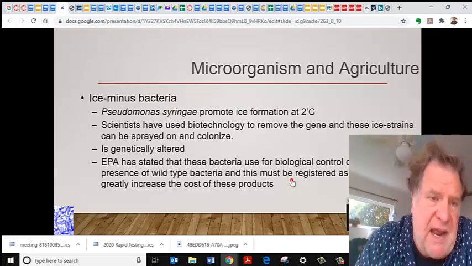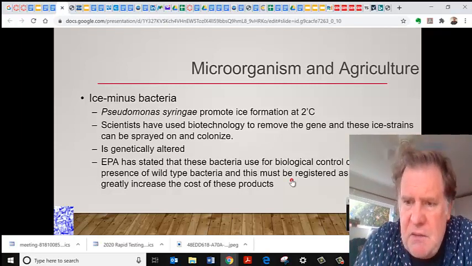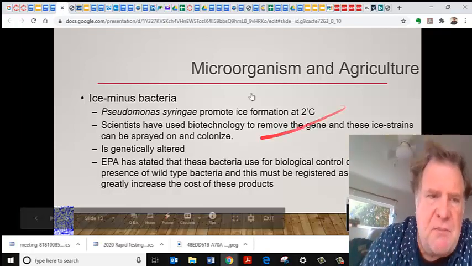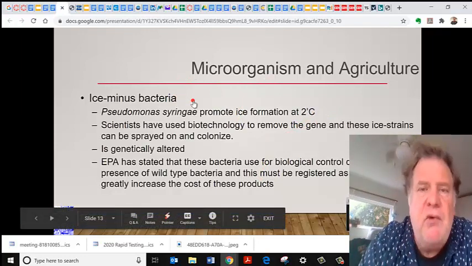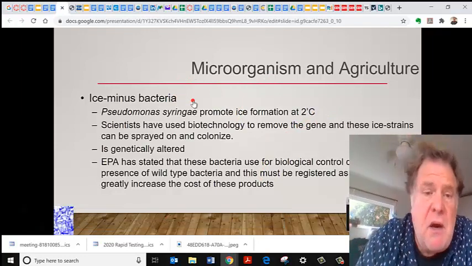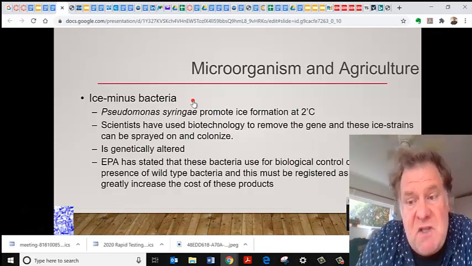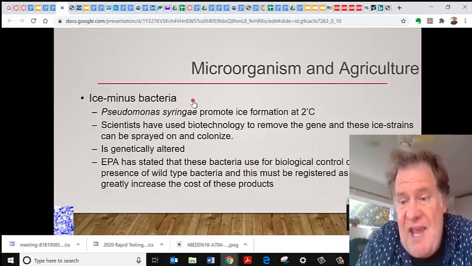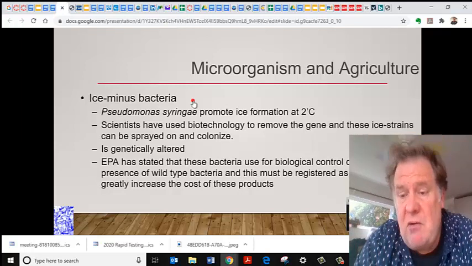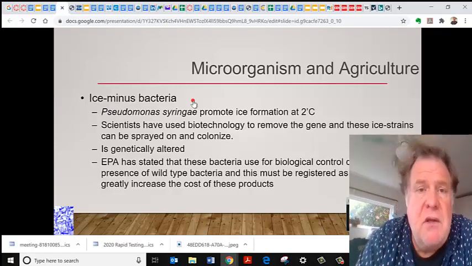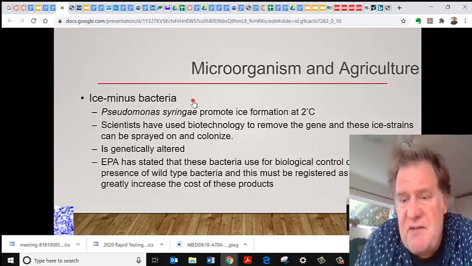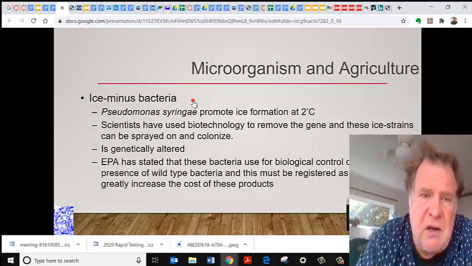Microorganisms are very important in agriculture, and this is a little bit old technology that I'm talking about here, what we call ice-minus bacteria. One of the problems you have here in the Bay Area in our wine industry is that it gets a little bit too cold. It's one of the reasons we can't grow oranges up here. Oranges grow pretty well here, but the trouble is every once in a while we'll get a frost that will kill the flowers and the buds, and then we don't get our oranges.